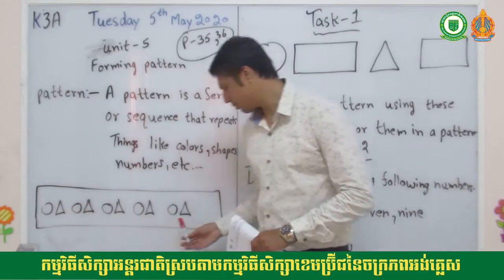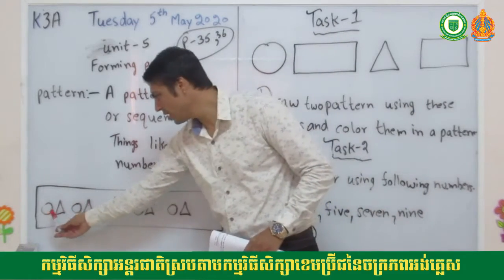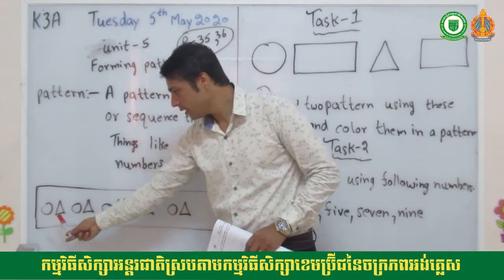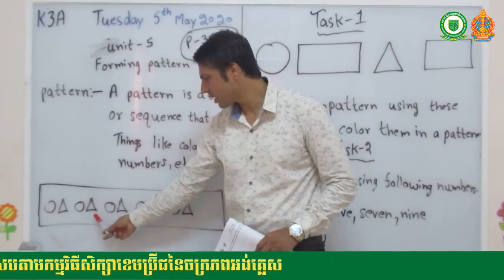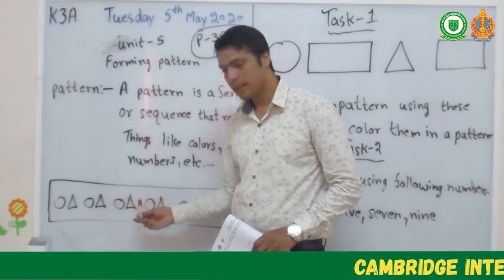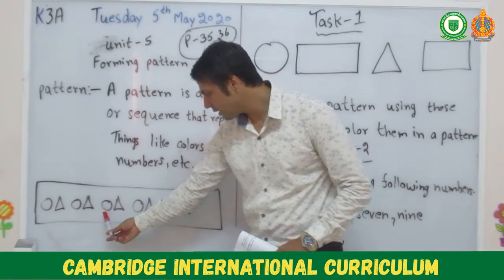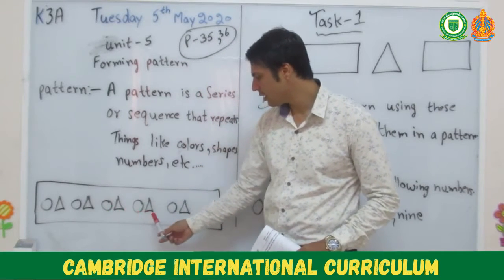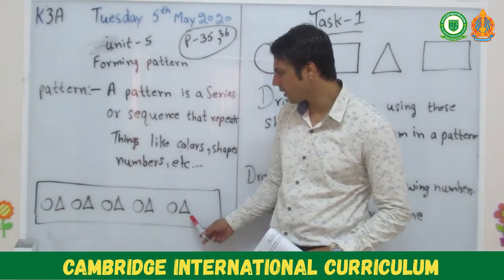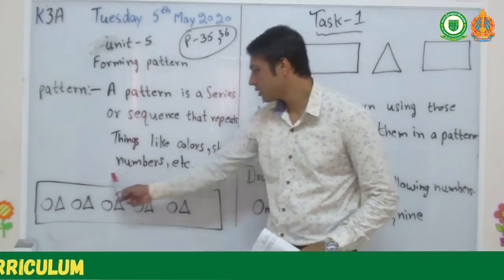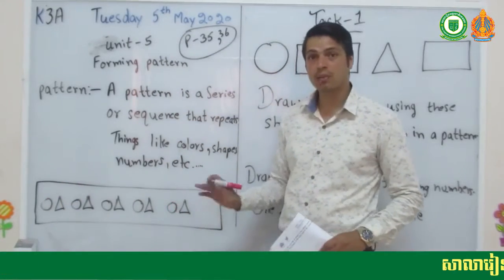Here you can see one example. We have two shapes: circle, triangle, circle, triangle. They are repeating. Again, circle, triangle, circle, triangle, and this whole thing we call a pattern.